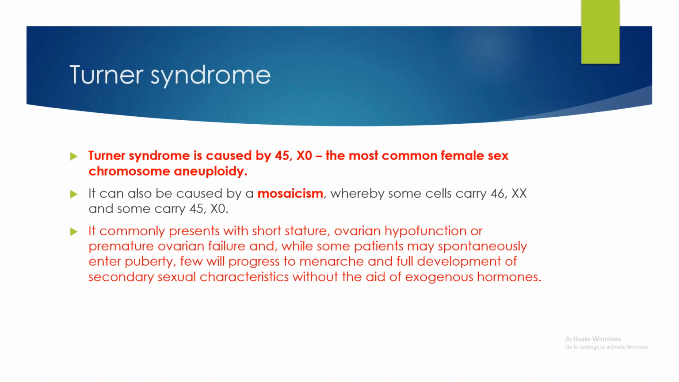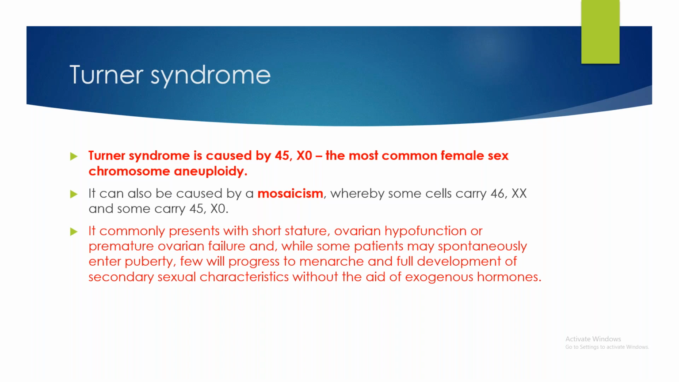Turner syndrome, I don't think you require a more detailed description, but yes, the karyotype is 45X0 or it can be a mosaic karyotype. It is the most common female sex aneuploidy. Remember, Turner syndrome is the most common female sex chromosome aneuploidy, while among other aneuploidies the most common is Down syndrome.